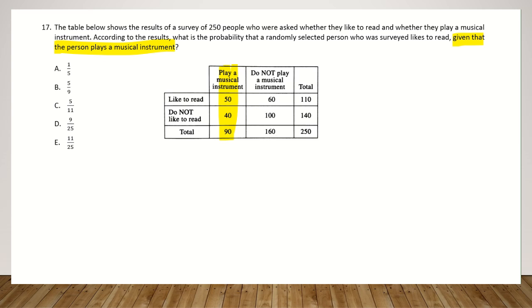So now we want to know the probability that the person likes to read. So let's go here to "like to read." And we see that we have 50 people like that in our column. And we find the probability by putting that in a fraction with the total. And we can reduce this, divide by 10, and we get 5/9.